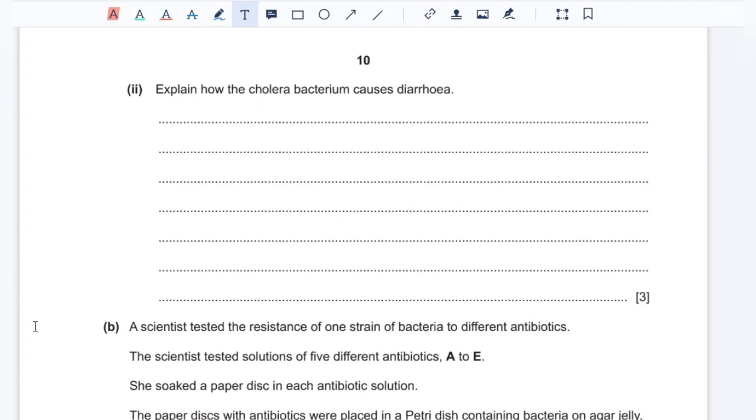To explain how the cholera bacterium causes diarrhea. Alright, so the bacteria will release a toxin which causes the secretion of chloride ions into the lumen of the small intestine. And as the water potential of the lumen decreases, water will move by osmosis out of the cells in the body and into the intestine. And this water will be lost from the body in feces. As excess water is lost from the body and the cells are deprived of water, it will lead to diarrhea.